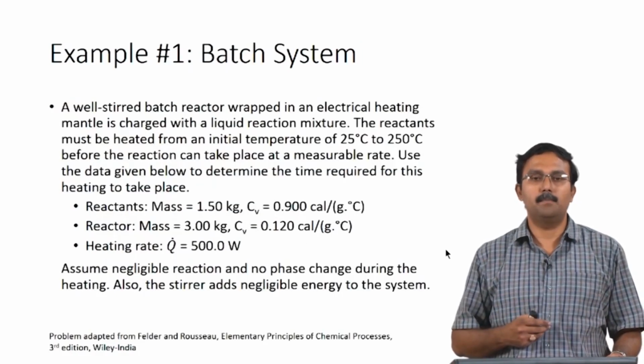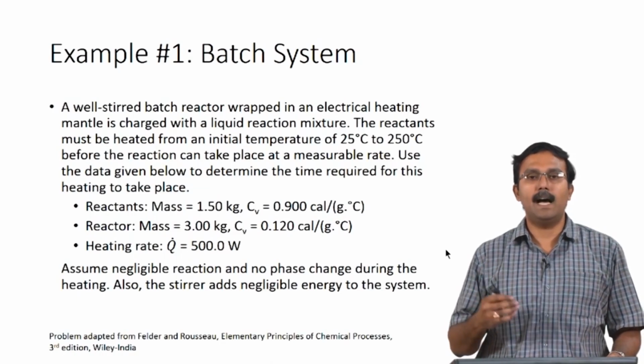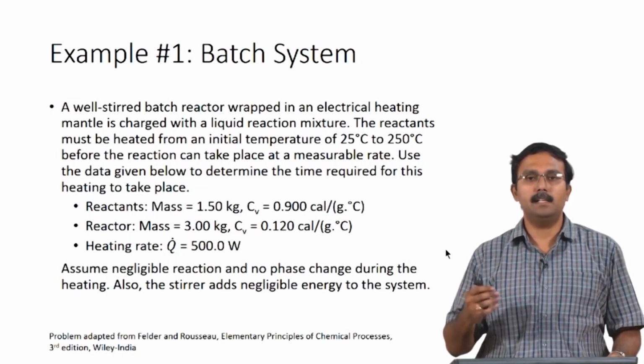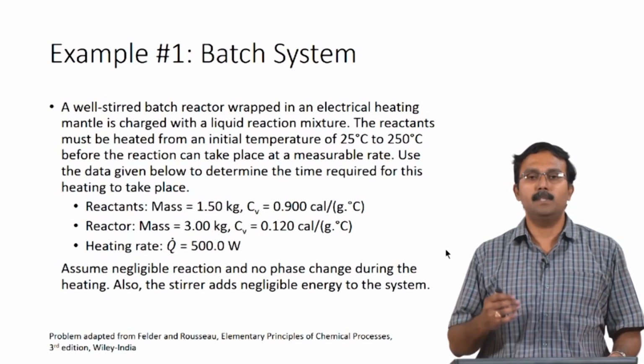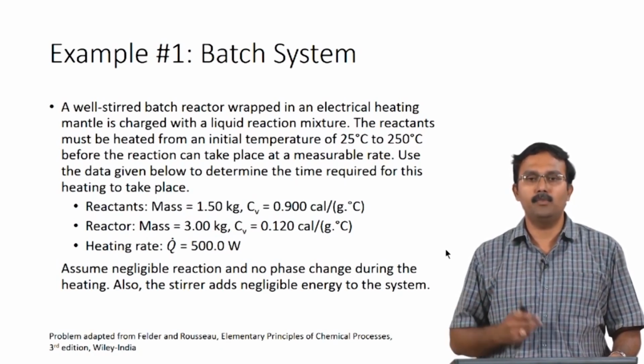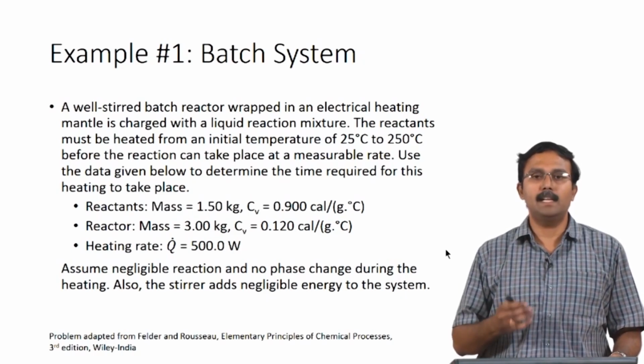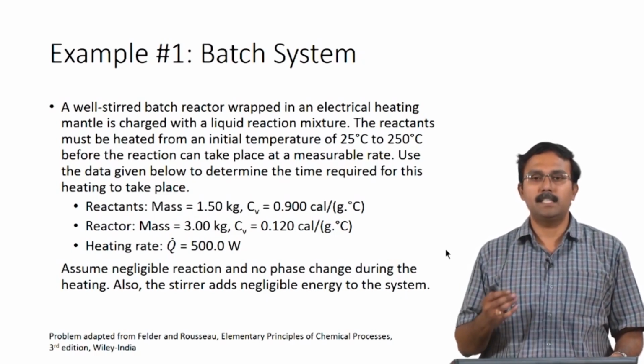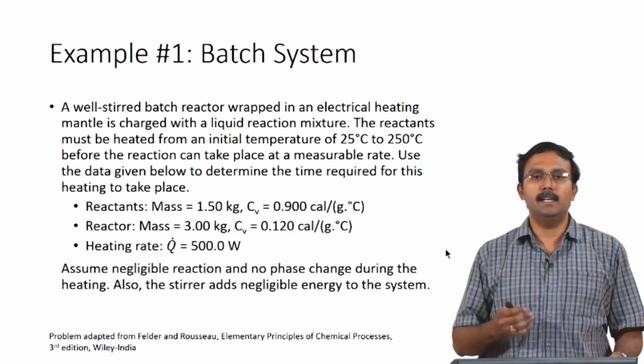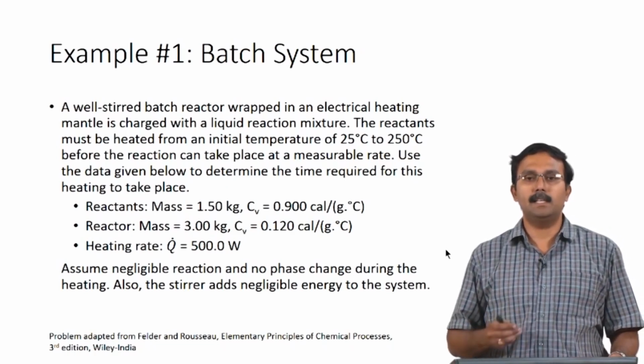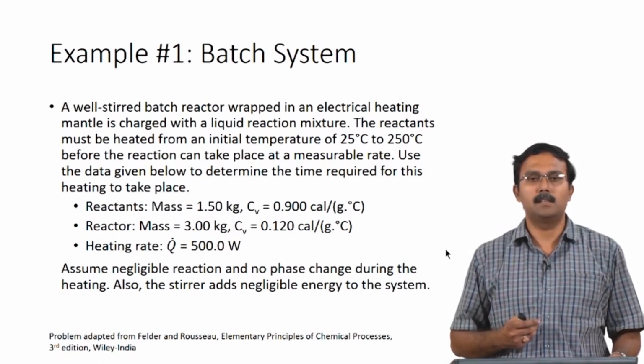So, here is the first example. A well stirred batch reactor wrapped in an electrical heating mantle is charged with a liquid reaction mixture. The reactants must be heated from an initial temperature of 25 degree Celsius to 250 degree Celsius before the reaction can take place at a measurable rate. Use the data given below to determine the time required for this heating to take place.